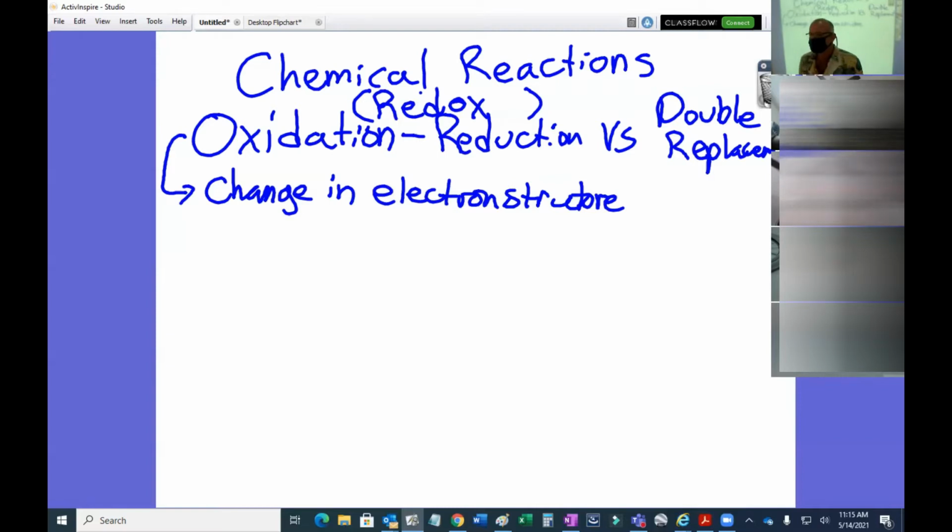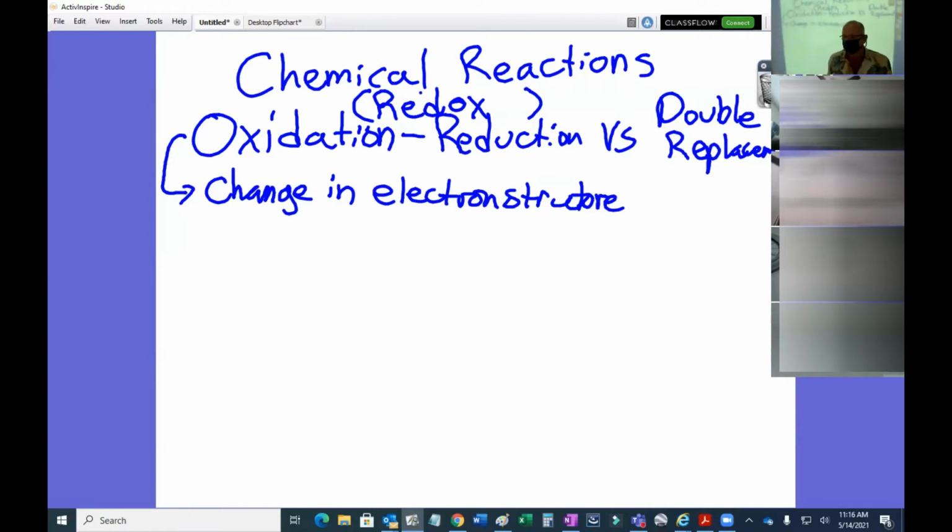When you look at double replacement reactions, there's no change in the electron structure. The only change is in the spatial separation of two ions. Instead of going apart, they attract each other and form a new compound, but they don't change their electron structure. And we call it a chemical reaction because the product is different from what was put into the water. But if you think about it, I've imagined this as a double replacement reaction.